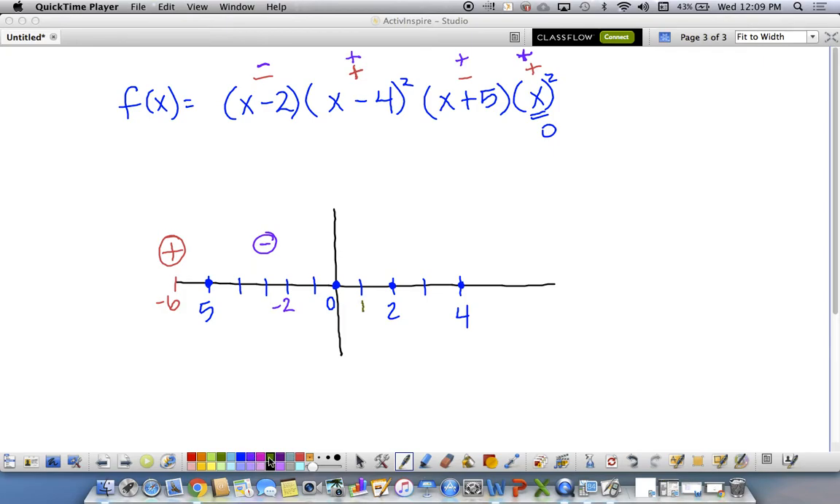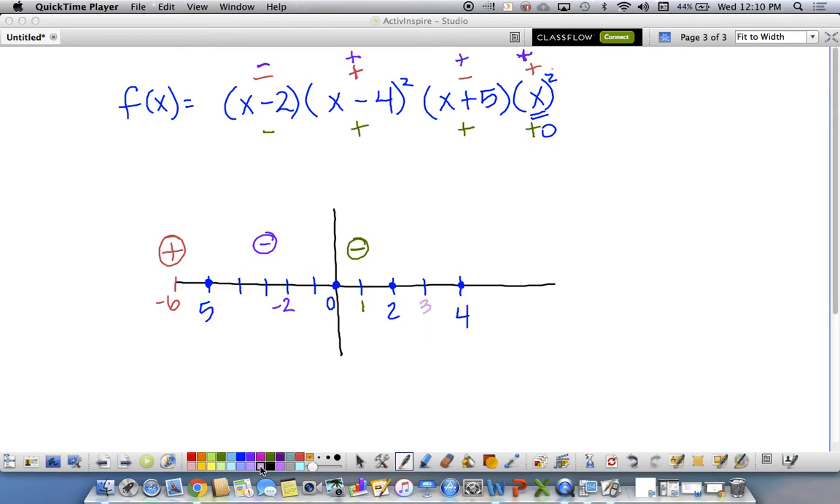Keeping on going, if I plug in the number 1, 1 minus 2, negative. Does it matter if I do this? No, it has to be positive. 1 minus 4 is negative 3. Negative 3 squared is positive. 1 plus 5 is going to be positive. 1 squared is still positive. We have a negative times a positive times a positive times a positive. It's going to be what? Yeah, you guessed it. It's negative. What, Miss Evans? It didn't switch signs. I know. Because we were at the squared piece.